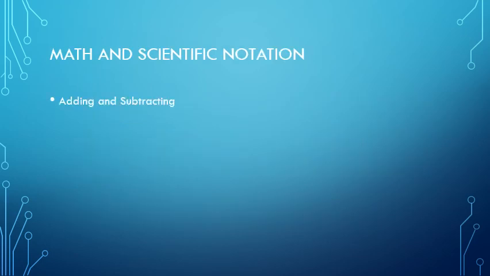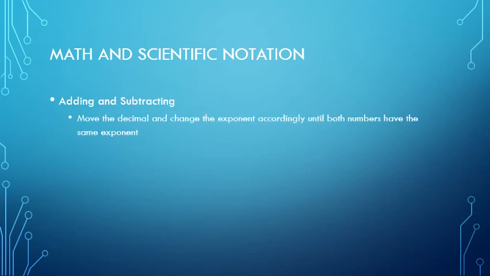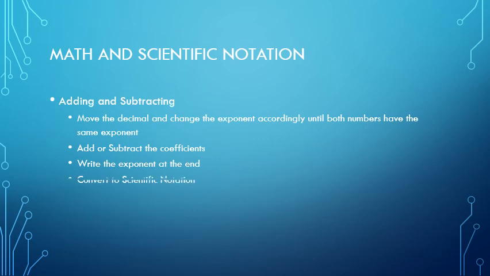So just like significant figures, scientific notation is going to have a specific set of rules that we're going to follow when we're adding or subtracting versus multiplying and dividing. When we're adding and subtracting, we want to move the decimal point and change the exponent so that both numbers have the same exponent. Once you have made the exponents the same, you can add or subtract the coefficients out in front and then just carry over the exponent to the end. If you need to at the end, then convert back to scientific notation to get the number between 1.0 and 9.9.